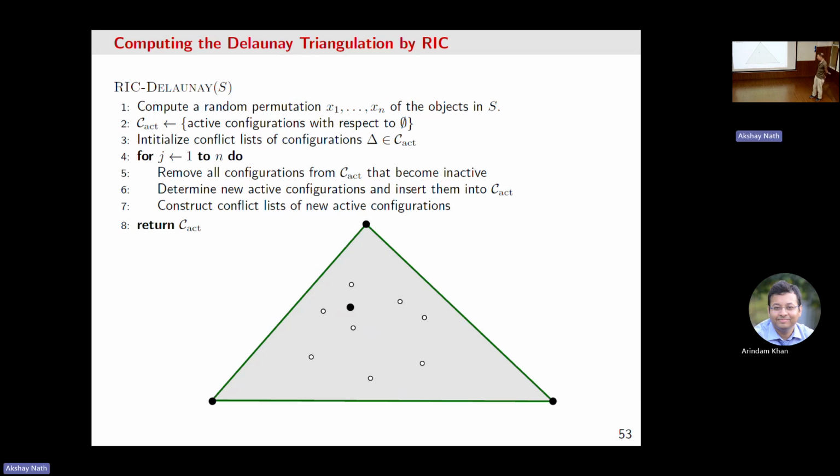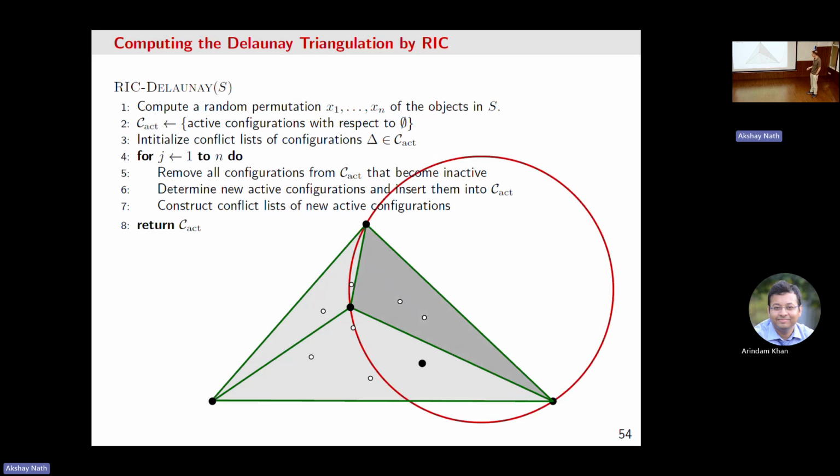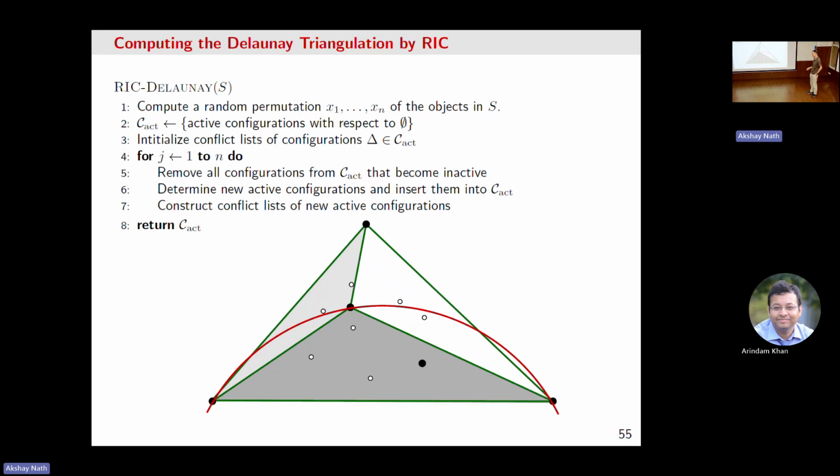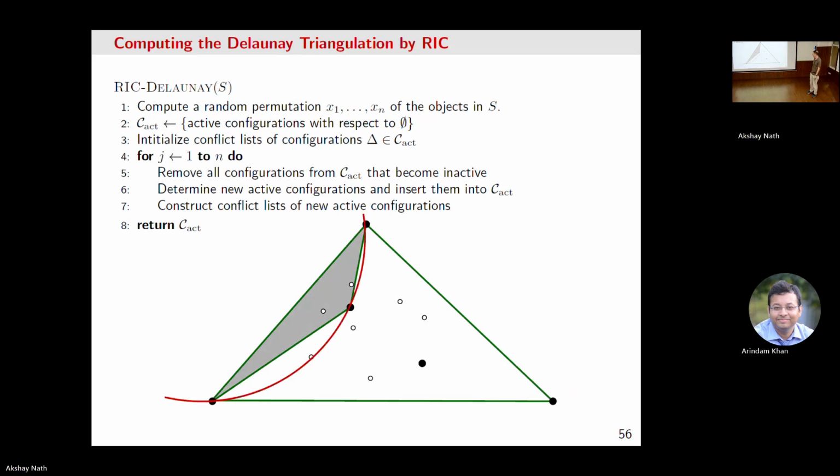So maybe this is my first point. I notice that it's inside the circle of this big triangle. So that triangle disappears, and I get 3 new triangles. I maybe insert the next point. Which 2 triangles disappear? Here it's in the circle, so that one disappears. It's also in the circle of this one, so that one disappears. It's not in this circle, so this is it.